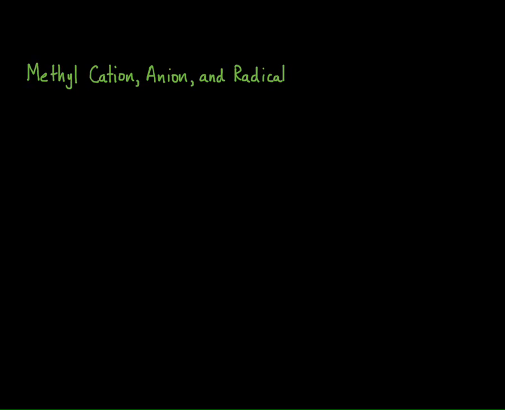In this video, we're going to look at three reactive intermediates of the methyl group called the methyl cation, the methyl anion, and the methyl radical. So methyl cation is where you have a CH3 and the carbon has a positive charge. This is called a methyl cation, or sometimes it's referred to as a methyl carbocation.